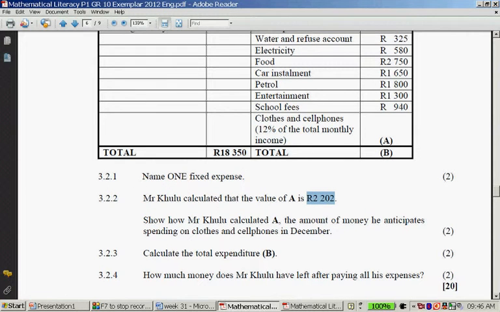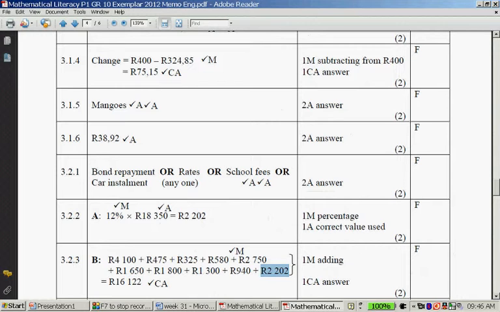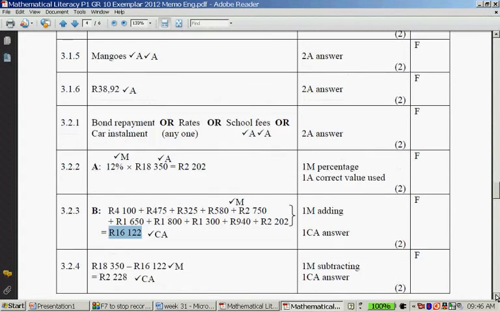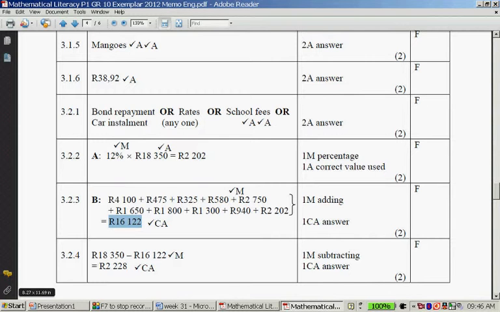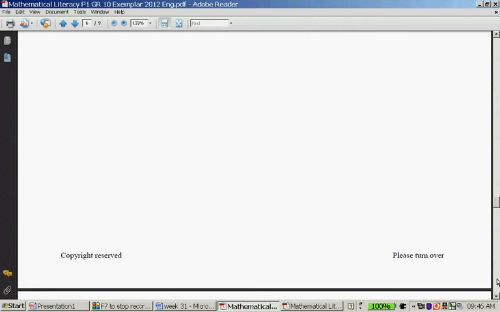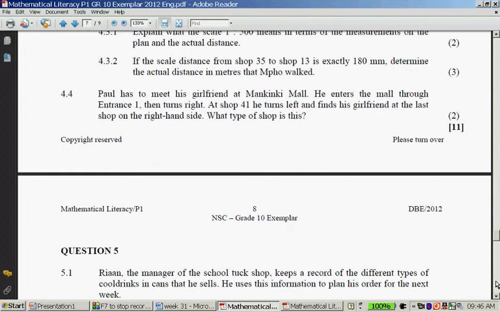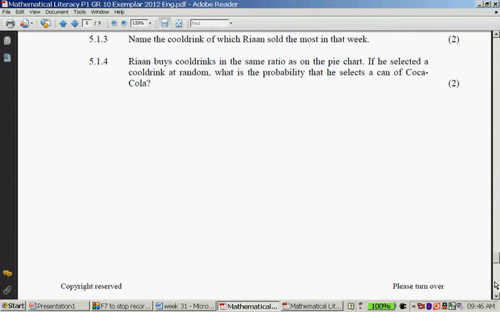And the last one, how much money does Mr. Kulu have after paying all his expenses? So you take the 18,350 minus the 16,122 that we just calculated, and that gives you 2,228 rand. Okay, so that's question 3.2. Now let's go to question 5.2.